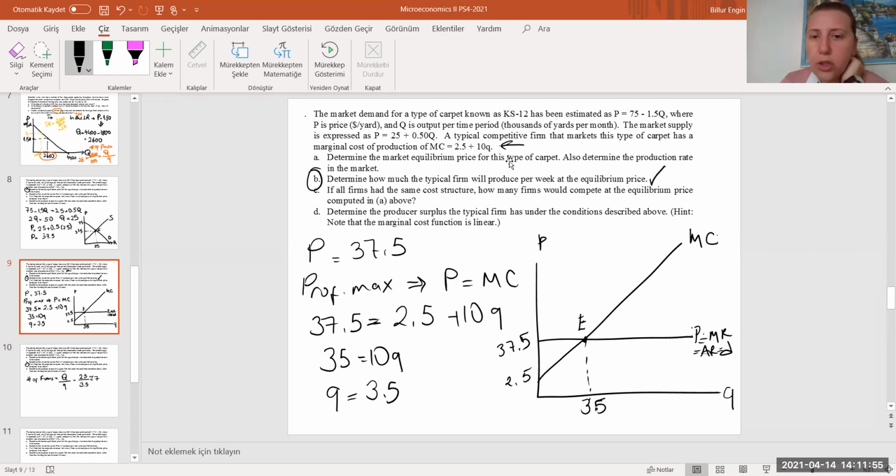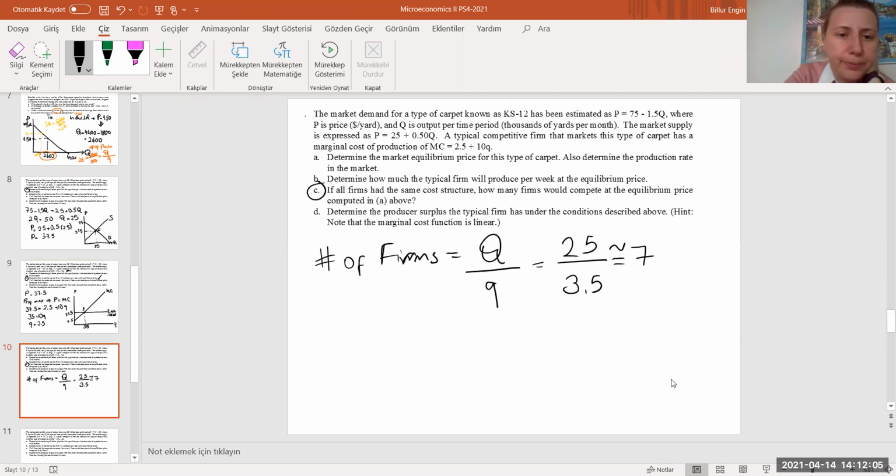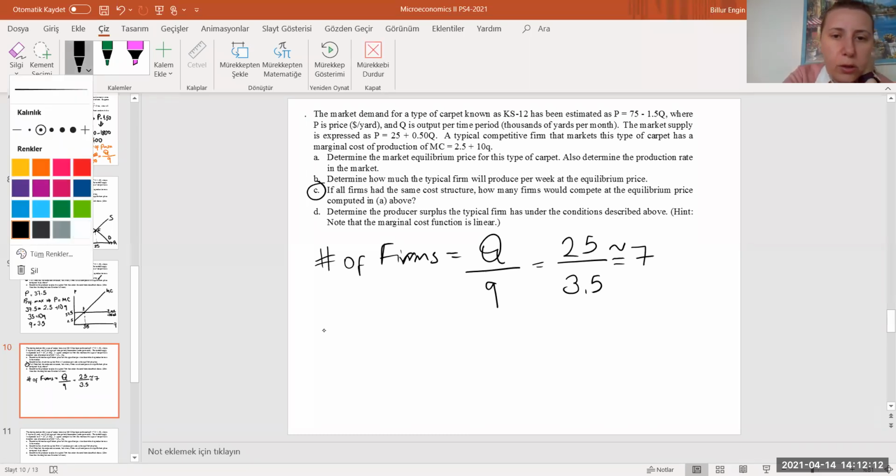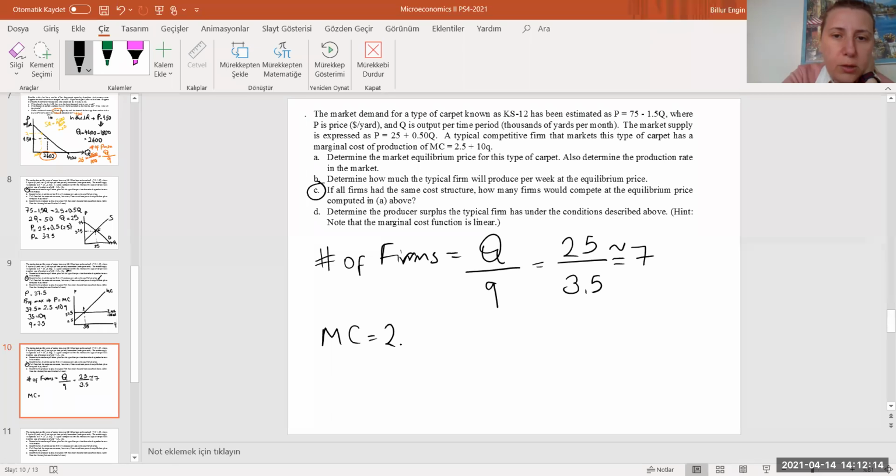In our last session, we said that if marginal cost is linear like that, the average variable cost will also be linear. Let's try to find the average variable cost function. If the marginal cost is 2.5 plus 10Q, in that case, we can think that the total variable cost is, what will it be?